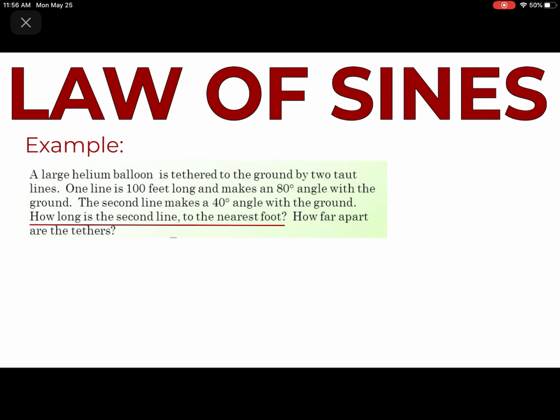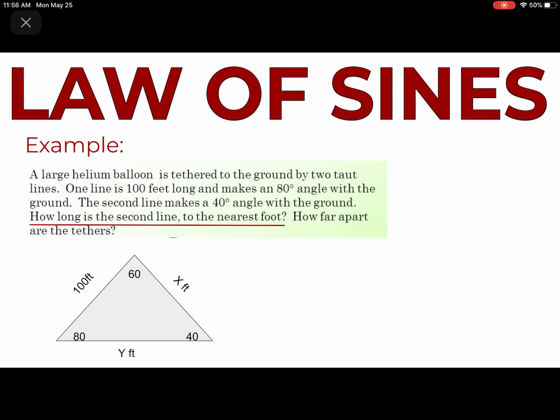So a large helium balloon is tethered to the ground by 2 taut lines, 2 super tight lines. One line is 100 feet long and makes an 80-degree angle with the ground, and the second line makes a 40-degree angle with the ground. So the first question we're going to answer is, how long is the second line?